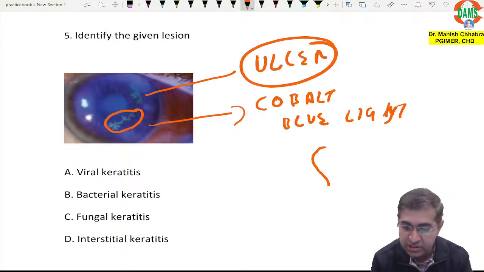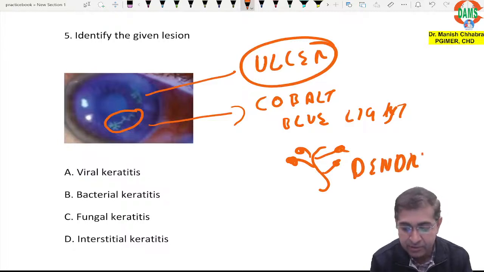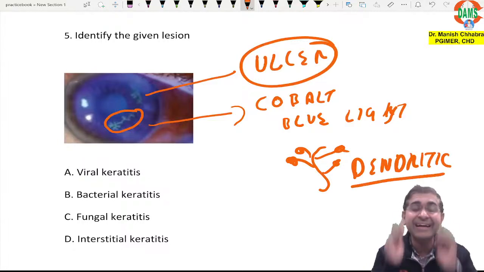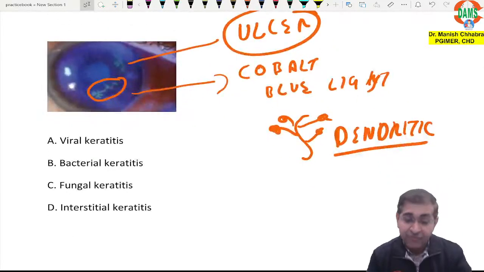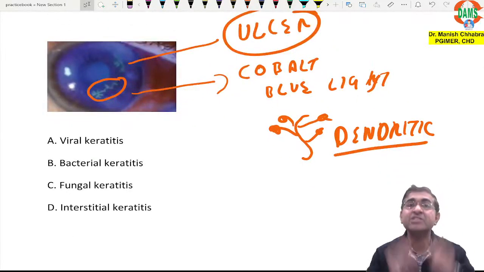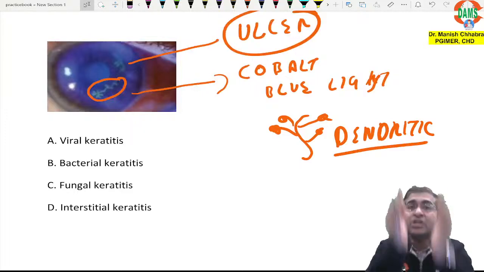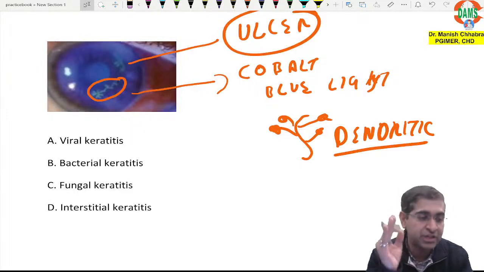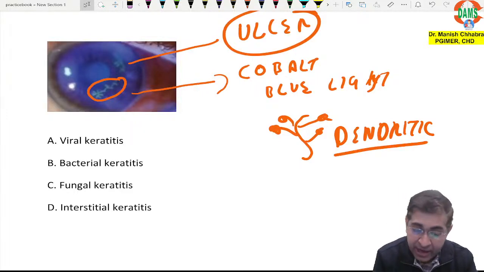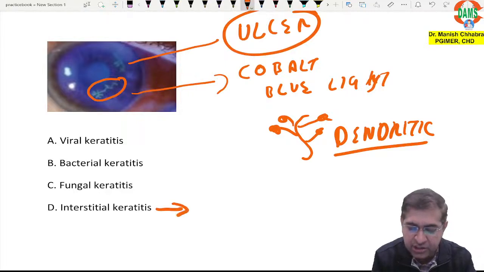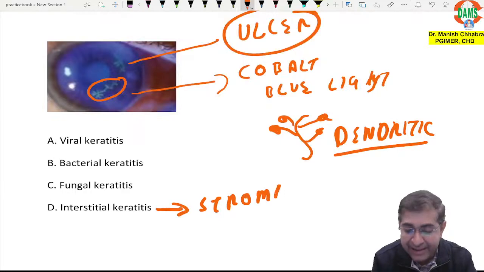and you can see some lesion like this. So this is your dendrite. So this is your dendritic keratitis. When this is your dendritic keratitis, now can you tell me in which condition are you able to appreciate the dendrites? Can you see in interstitial keratitis? What is interstitial keratitis? This is just the stromal keratitis.